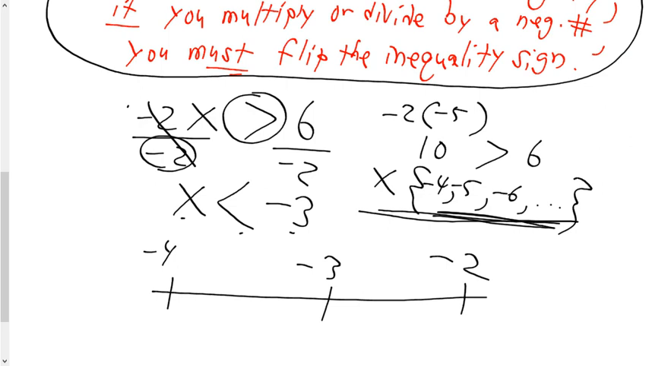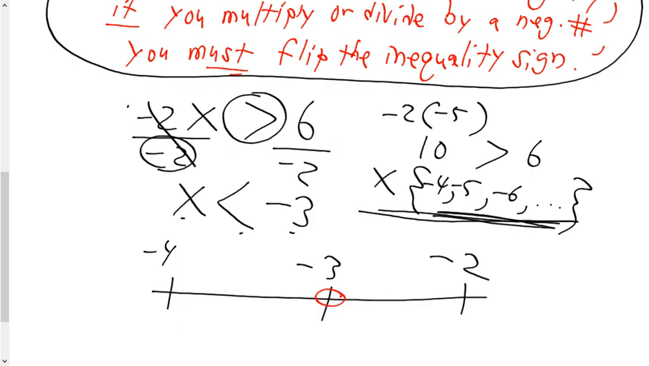Riley, open or closed boundary point for that negative 3? Why? No, because negative 3 can't be one of those numbers that makes this true. If I substituted a negative 3 there, this is not greater than this. It's the same. So negative 3 can't be one of your numbers. So I have an open boundary.